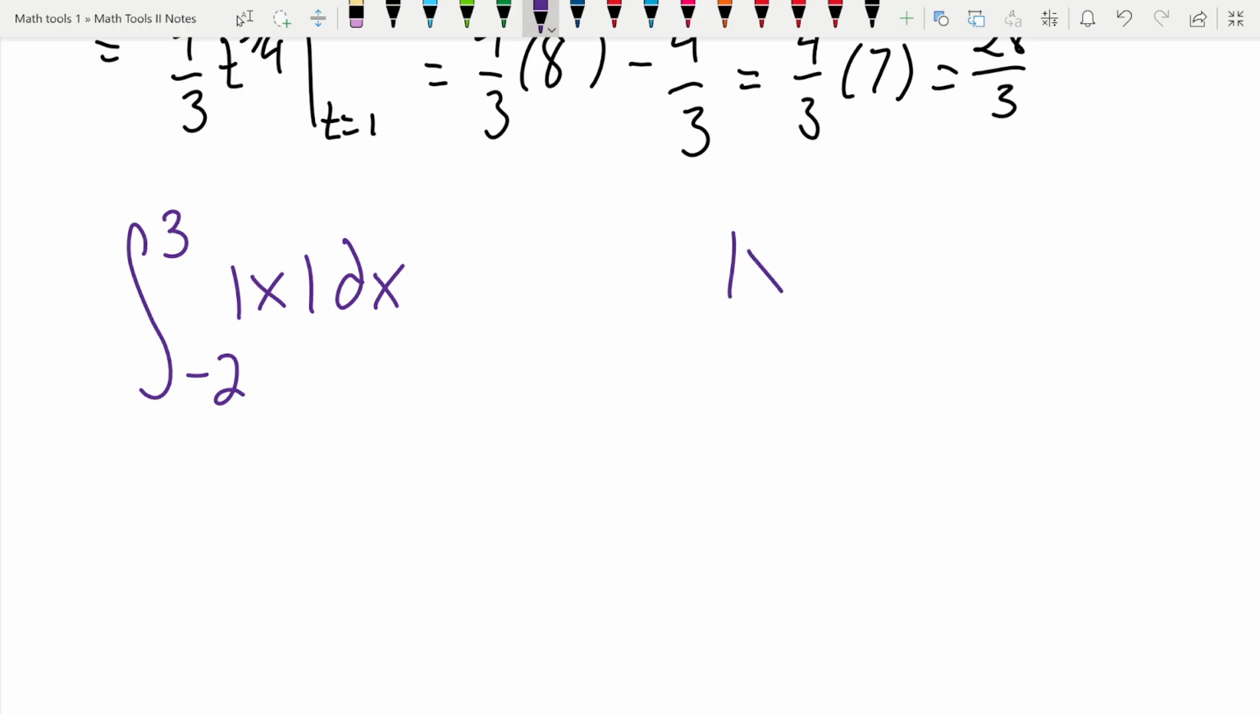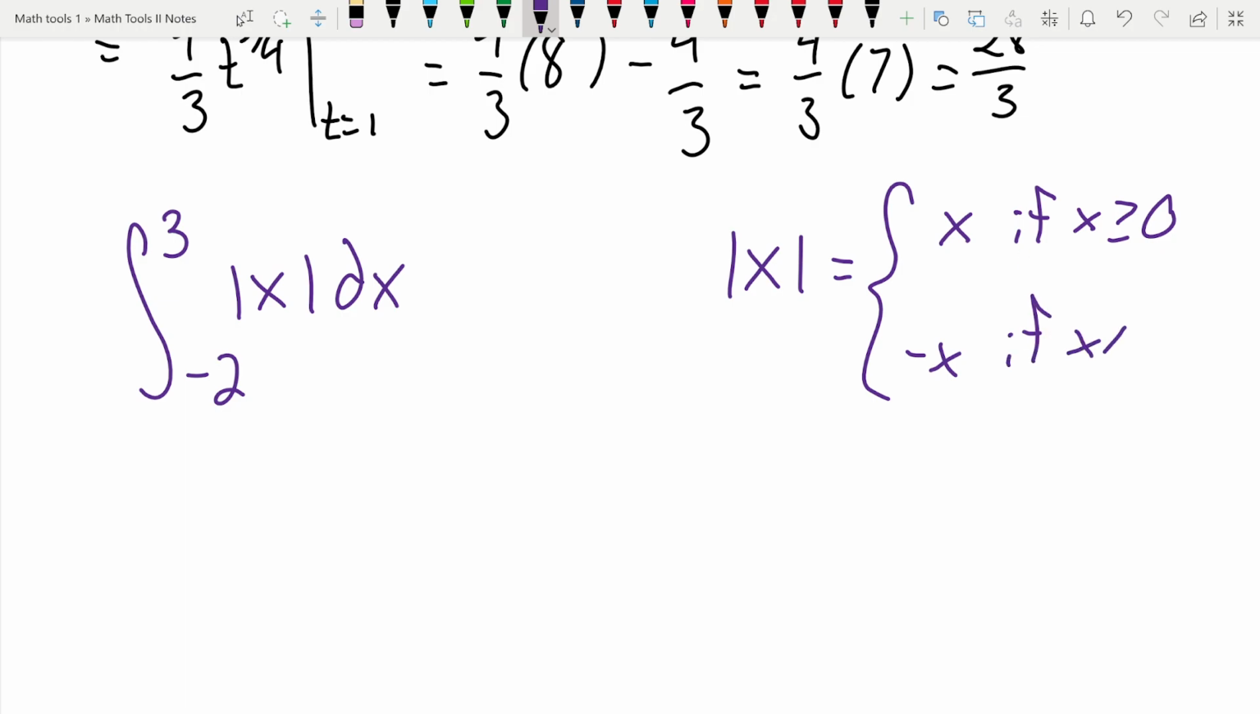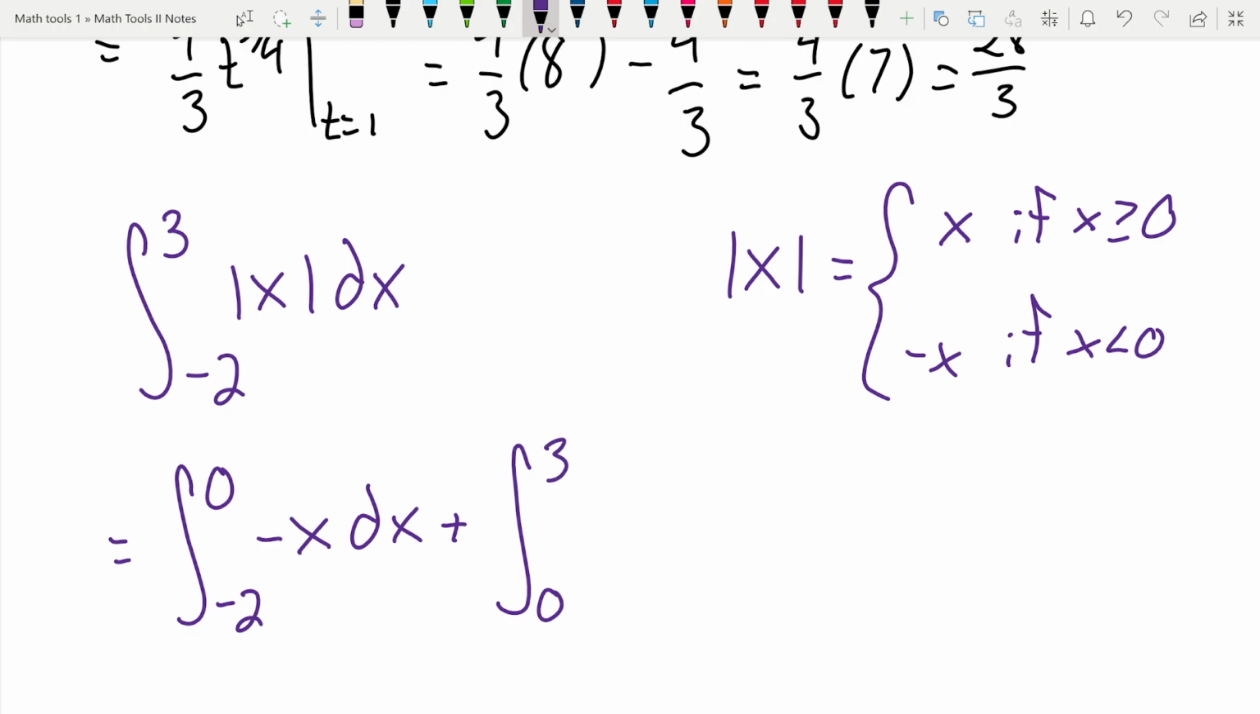Remember, the absolute value of x is equal to x if x is greater than or equal to 0, and negative x if x is less than 0. So this is exactly how we can handle it. We can break it up at that breakpoint. We can break up the integral at 0 because we have that property that lets us do that. So this is going to be equal to the integral from -2 to 0 of negative x dx plus the integral from 0 to 3 of x dx.